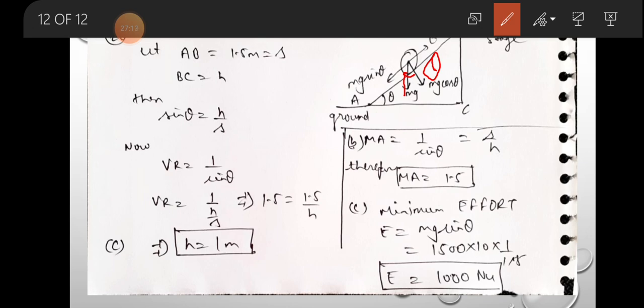If you have to take the sphere upward, then you have to balance this mg sin theta. So which means if I apply an effort of mg sin theta, we can simply at least balance the sphere. So minimum effort E is equal to mg sin theta. Now m is given to you 150, g is 10 and the value of sin theta is 1 upon 1.5. So if I remove the decimal, I can add a 0 in the 150 and solving we get 1000 Newton as the effort. This is the minimum required effort.